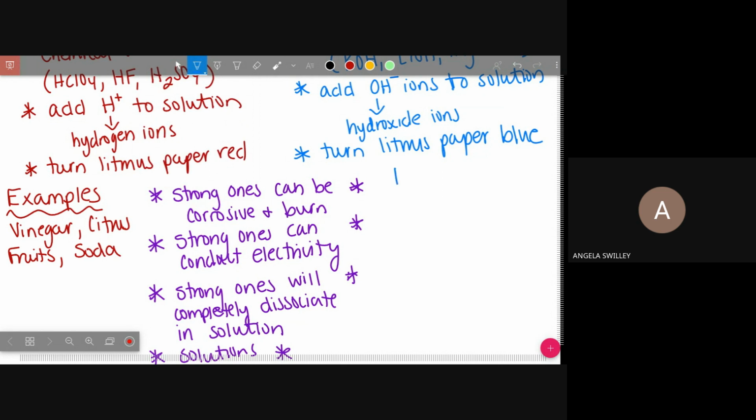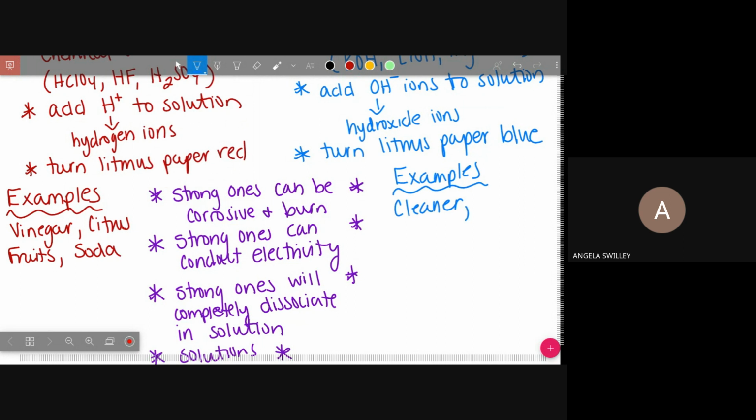And then some examples of bases. Guys, all of your cleaners are bases. So if there is a cleaner at your house, any kind of soap or cleaner is always a base. The main ingredient of almost all cleaners, like household cleaners, is ammonia. And it's usually ammonium hydroxide that creates it as a base.